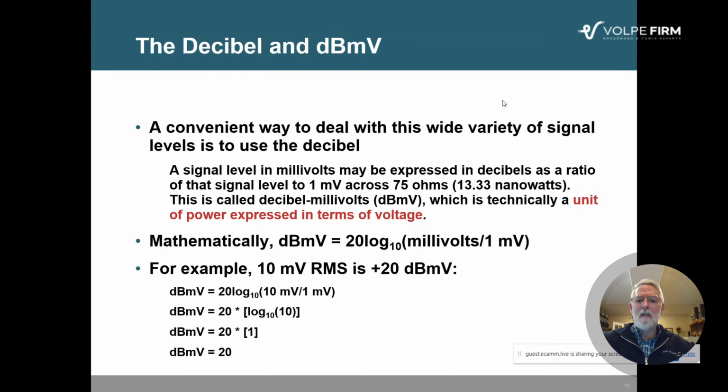So let's take that 10 millivolts as an example from that list that I put together. That happens to equal 20 dBmV. The way you figure it out is with this formula. We take 20 times the base 10 logarithm of 10 millivolts divided by 1 millivolt. 10 divided by 1 equals 10. Next, we take the base 10 logarithm of that, and if you use your scientific calculator, the answer is 1. We multiply that by 20, and we get 20 dBmV. So now instead of saying that the signal level is 10 millivolts, we now say it is 20 dBmV.